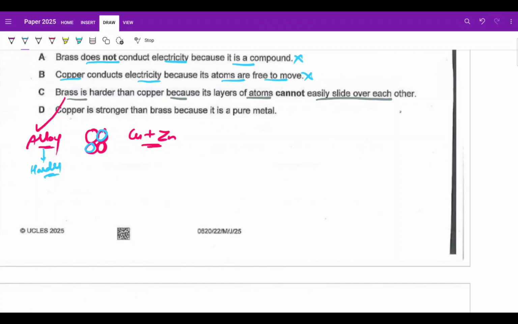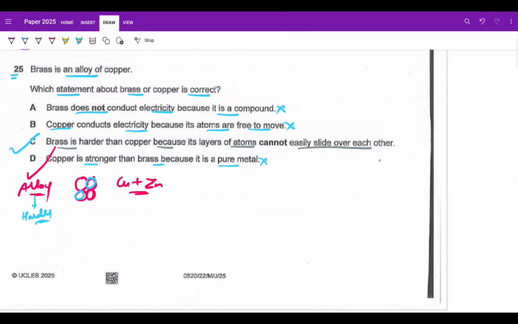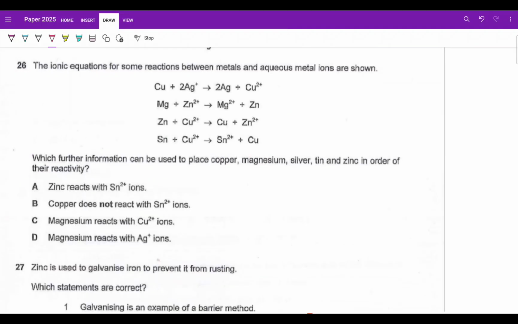We'll see that option D, copper is stronger than brass because it is a pure metal. No, alloys are always stronger. Hence, the answer is C. Brass is harder than copper because its layers of atoms cannot slide over each other. Question 25, answer C. Question 26, the ionic equations for some reactions between metals and aqueous metal ions are shown below.